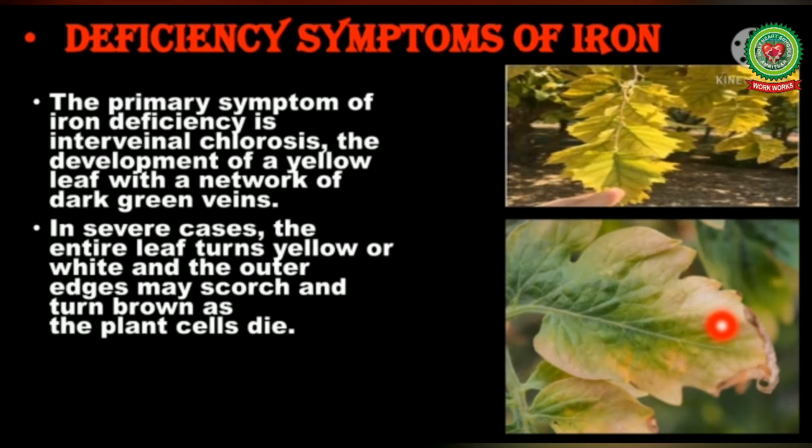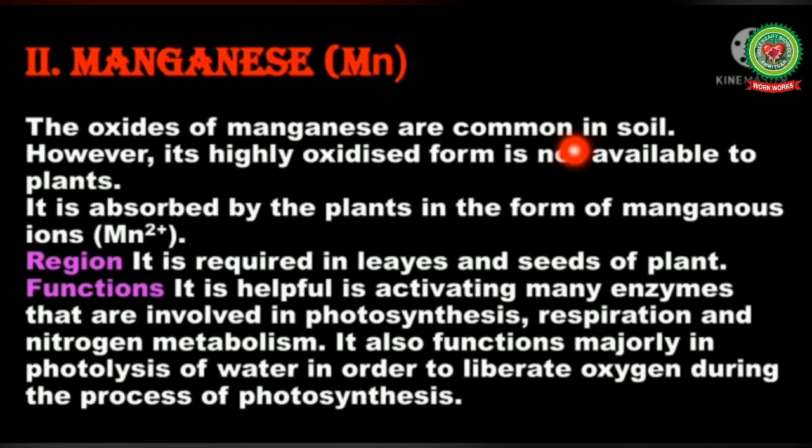Manganese. The oxides of manganese are common in soil. However, its highly oxidized form is not available to plants. It is absorbed by plants in the form of manganese ions. It is required in leaves and seeds of the plant.